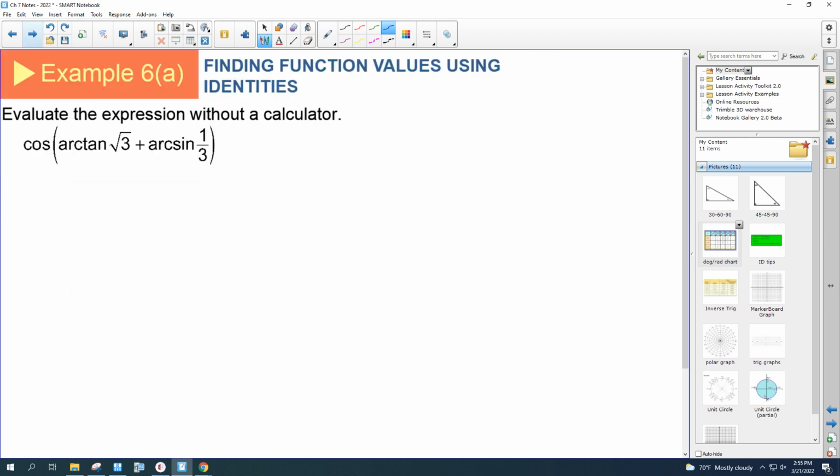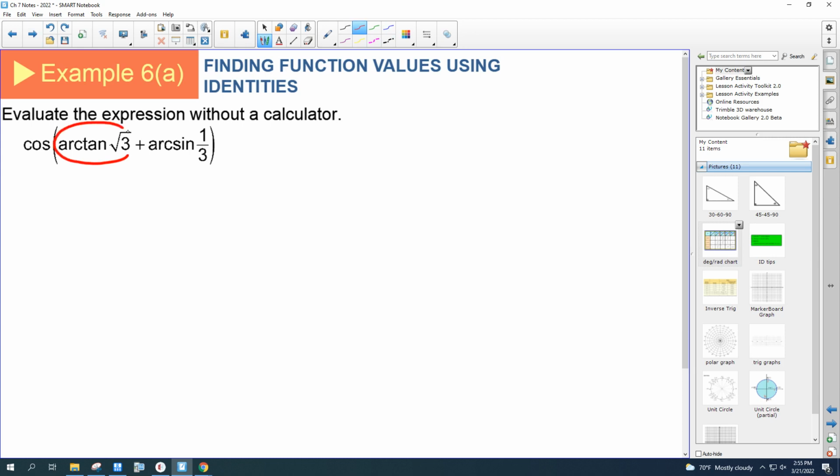All right, so 6a. Looks pretty hard. Every time it says evaluate the expression without a calculator, it makes me think that it can be done with a calculator, and I'm not supposed to, but I suppose you could just type this in. That's kind of cheating though, right? So let's just not do that. Here's what you've got to do.